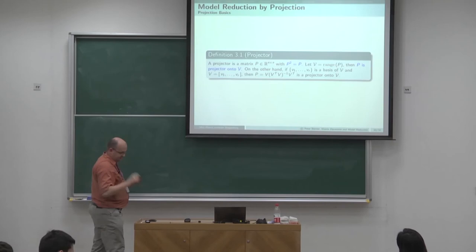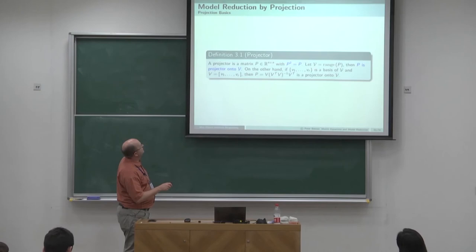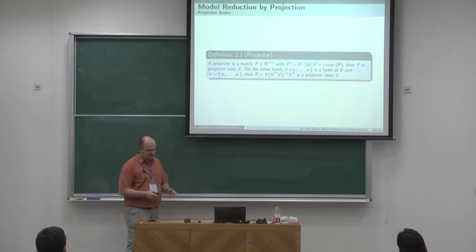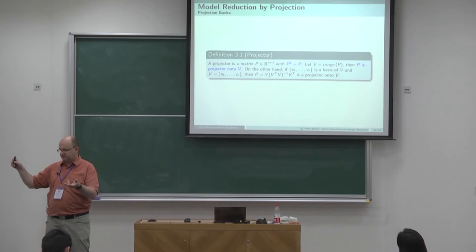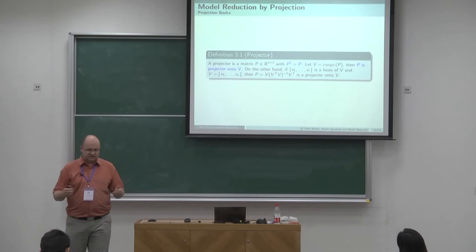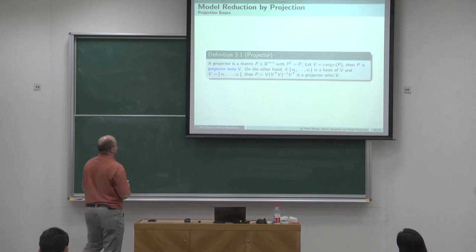And it's usually associated with a particular space. So of course, the range of the matrix P is V, and in that sense, P is a projector onto V. That means if you have a vector in V and you apply your projector, you stay in V. That's clear due to this property: P squared times v is equal to P times v, and v is in the range of P, so you stay in the same space.